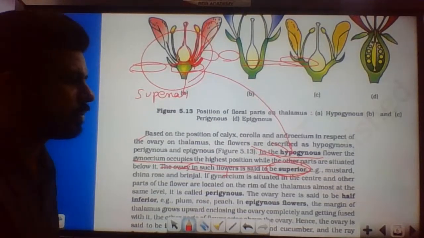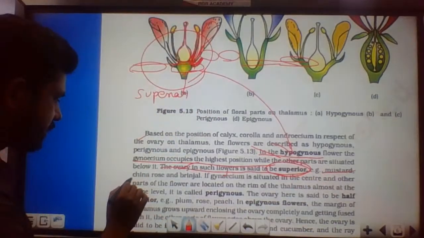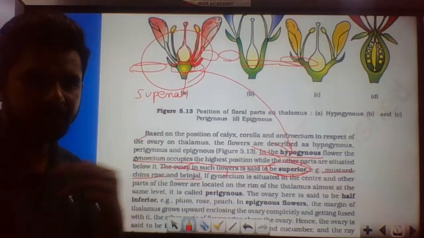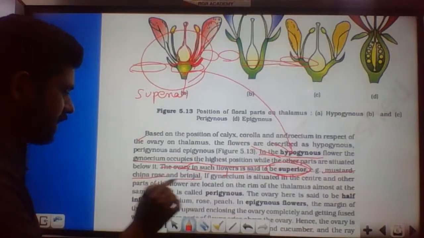So we have three examples here. One is mustard, China rose and brinjal. So three examples are given here, right? Mustard, China rose and brinjal.